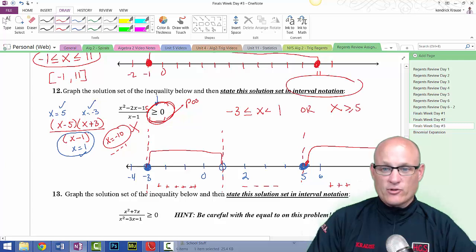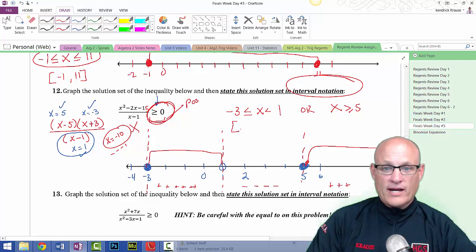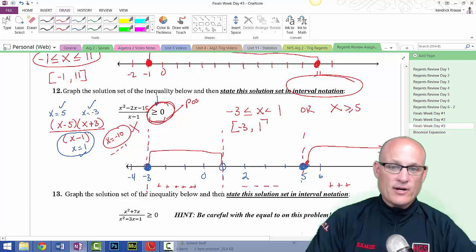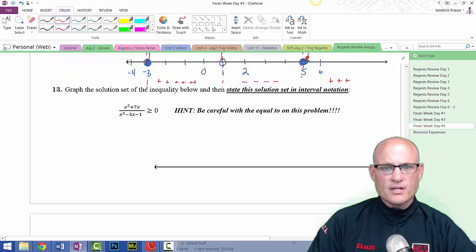Now that's not interval notation, this is standard notation. If I had to do it in interval notation, I would put bracket negative 3, comma 1. No, not a bracket here, this would have to be a parenthesis, because x can't equal 1. Union, bracket 5, comma infinity. All right, that one's done.